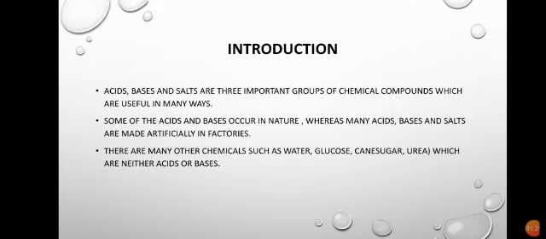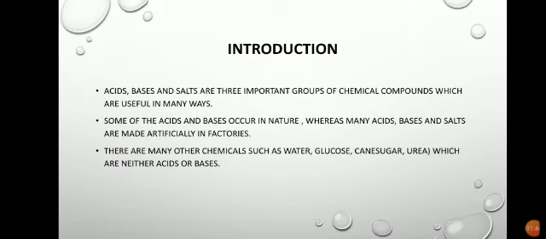Now some of the acids, bases and salts occur in nature, whereas some are made artificially in factories. There are however many other chemical compounds which are neither acids nor bases nor salts. They have a pH of 7. Those are known as neutral substances.